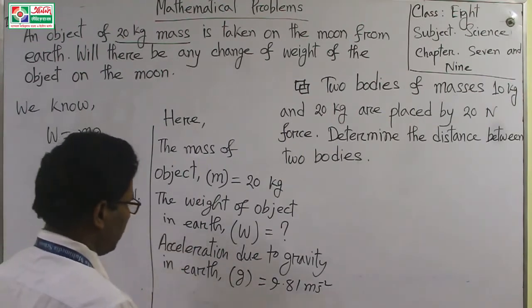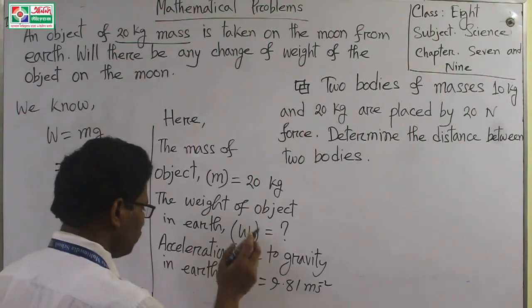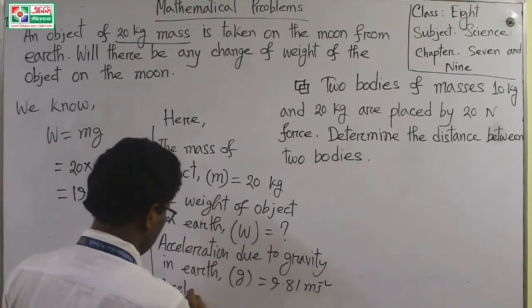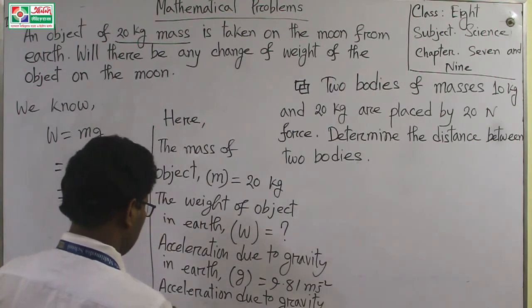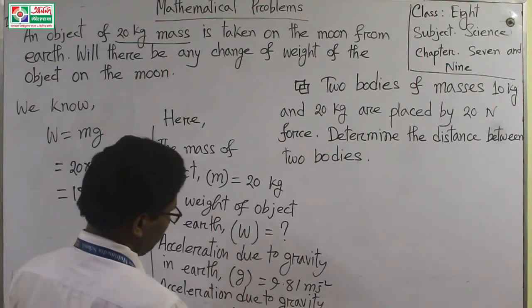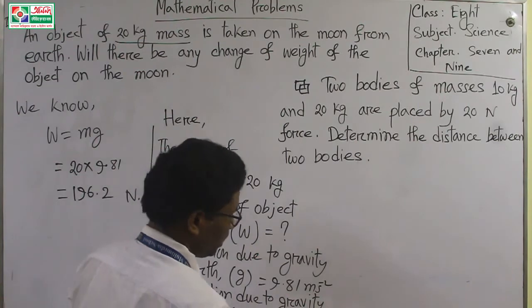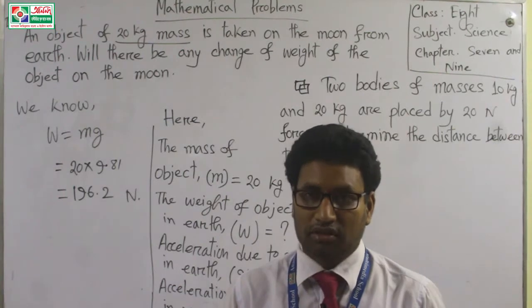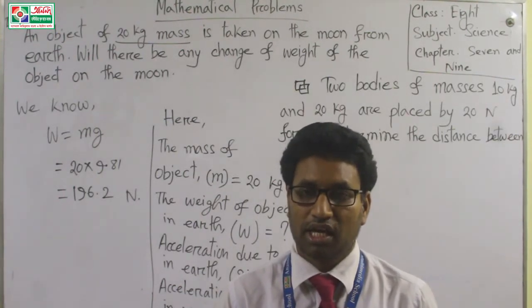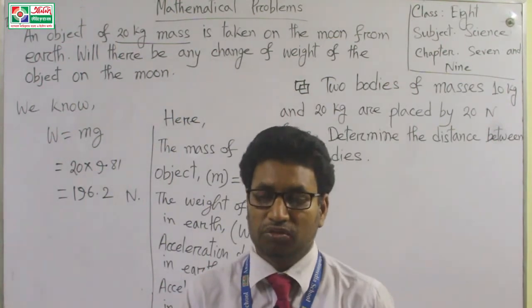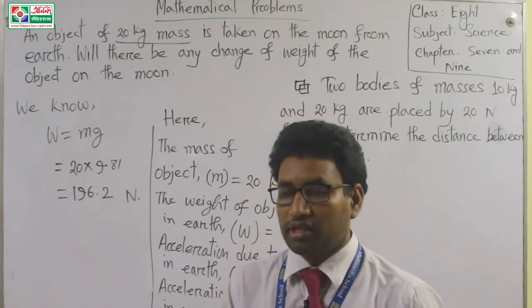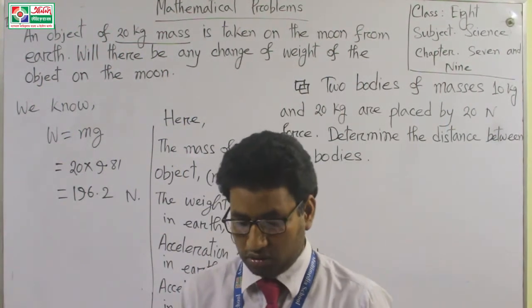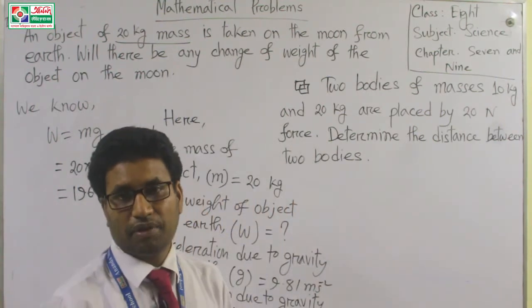Again, acceleration due to gravity in moon, g prime. And we know that the acceleration due to gravity of earth will be divided by 6, and we can easily find out the acceleration due to gravity of moon, and this value will be 1.63 meter per second square.